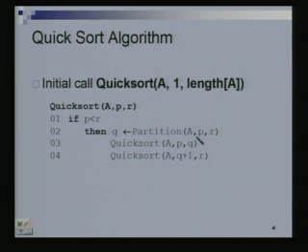So now I need to sort the lower half and the upper half separately. So I recursively invoke quicksort on the lower half, which is going from p to q, and on the larger half, which is going from q plus 1 to r.